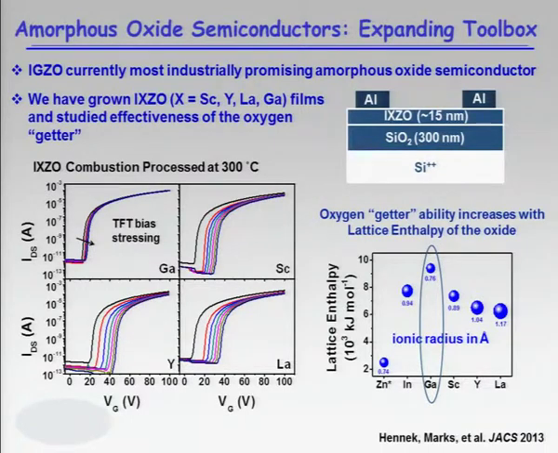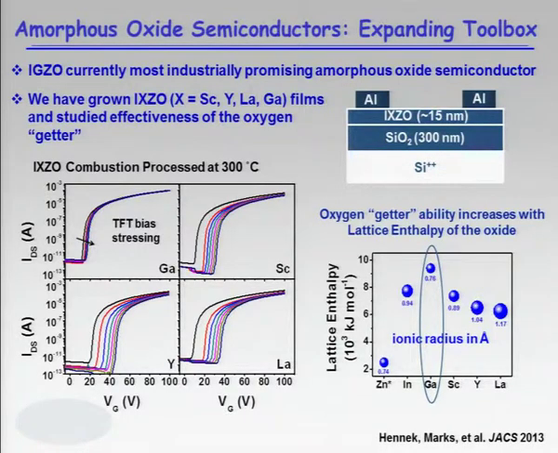It's a long paper in JCS, but just to show you, we're varying X from scandium, yttrium, lanthanum, and gallium. And these are bias stress tests of the transistor. This is gallium, IGZO, scandium, yttrium, lanthanum. It had only been observed empirically before that gallium was better. Why is that? And it turns out why it is the properties of gallium. It's a getter. It holds on to oxygen.